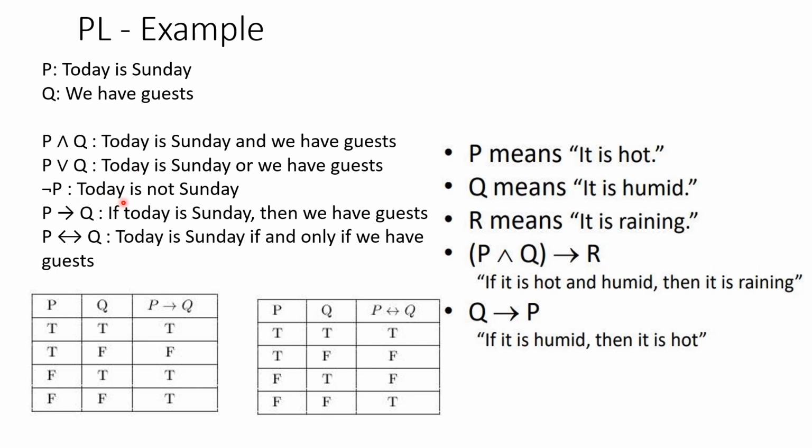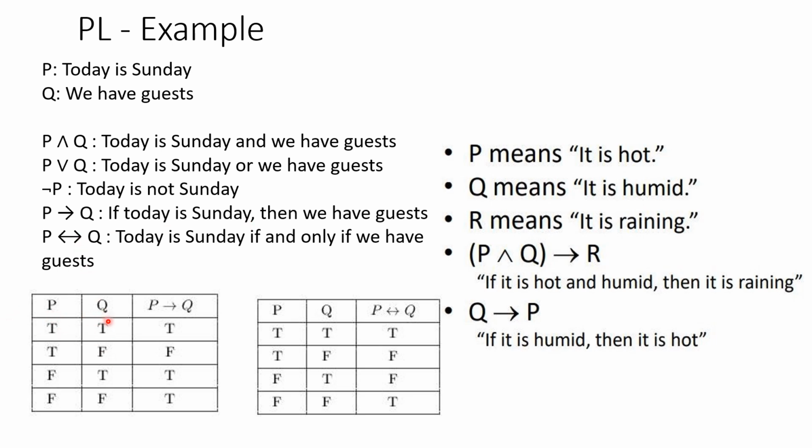Next is not P. This is: it is not Sunday. So it simply reverses the truth value. So if P is true, then not P is false, and if P is false, then not P is true. Next is implies. We will discuss implication in detail. That is P implies Q. So if today is Sunday, then we have a guest. This is a conditional statement. It does not say guests come only on Sunday. It says Sunday implies guest. So if P is false, then the statement is still logically true. So here you can see the truth table.